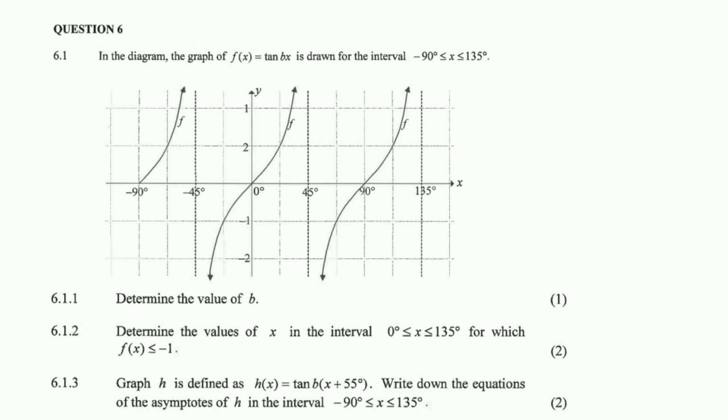In the diagram, the graph of f of x equals tan bx is drawn. Okay, so we've got tan bx. The first question for 1 mark only says determine the value of b. Right, now b is over there, okay?